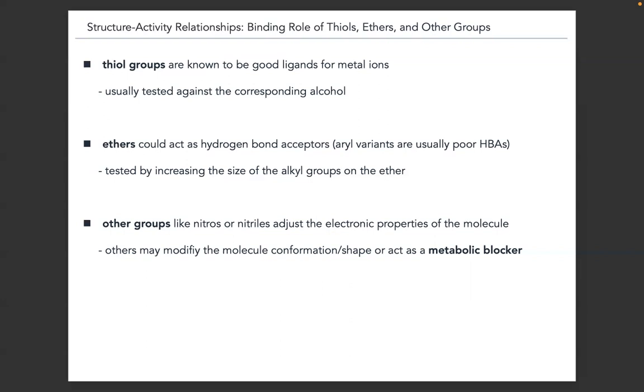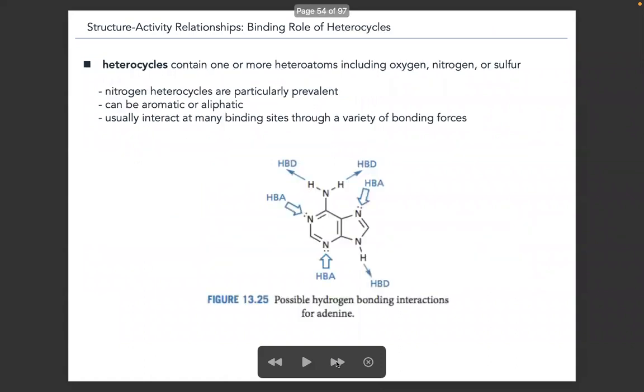Other groups, you're going to see some nitros and nitriles, and those are usually used directly to adjust the electronic properties of the molecule. Usually they're attached directly to an aromatic, for example, and they're usually electron withdrawing, so they pull electron density away from it. Others may modify the molecule's conformation or shape, or act as a metabolic blocker. We won't talk much about metabolic blockers unless we have a little bit of time later. That really could be its own section, and I'd be willing to chat about that, but I'll poll you guys before we do that.